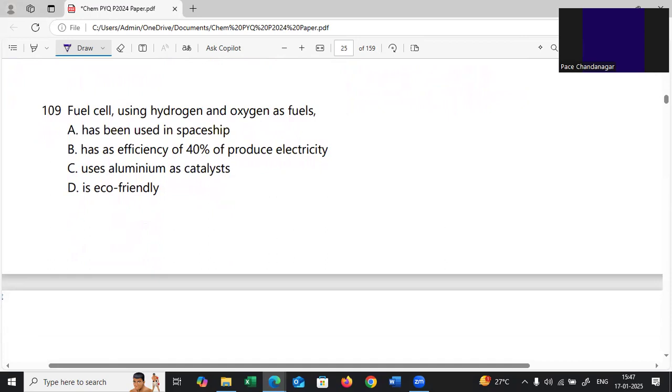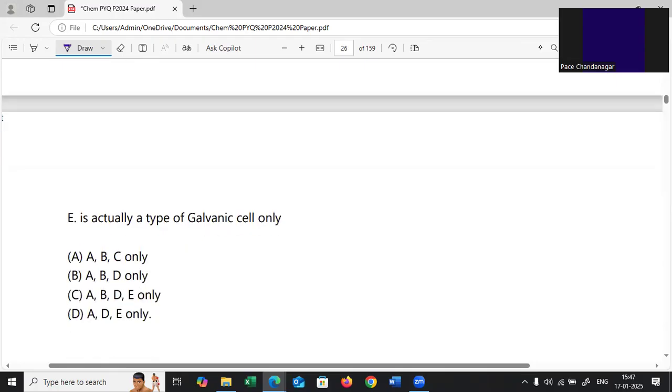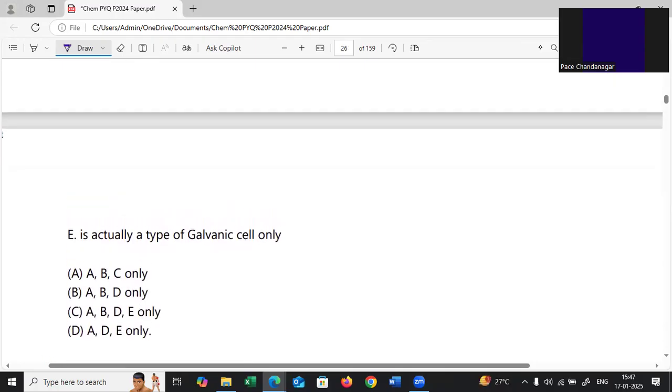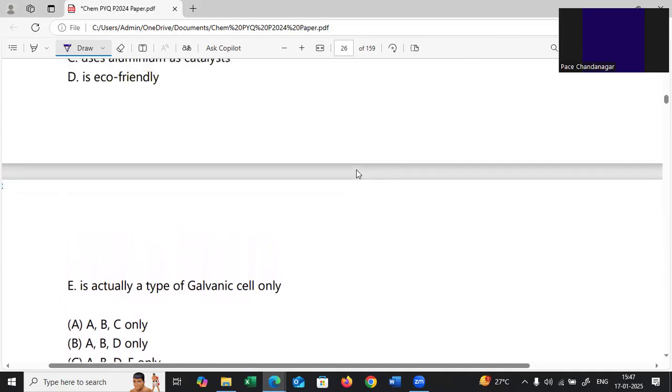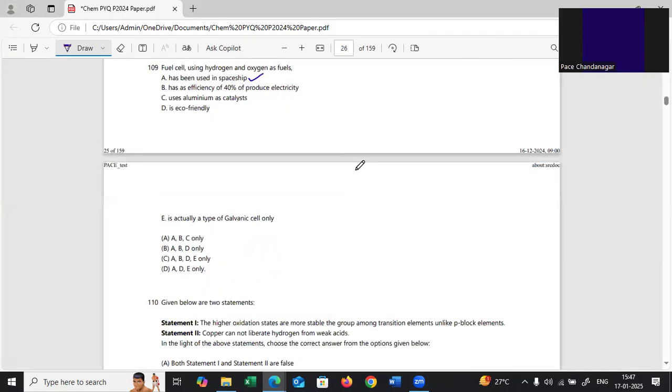Which is correct, I guess, is the question. Fuel cells using hydrogen and oxygen as fuels have been used in spaceships, and it is a type of galvanic cell, definitely. Fuel cells are used in spaceships. Yes, definitely yes. And this is a type of galvanic cell, definitely. Fuel cells are galvanic cells.